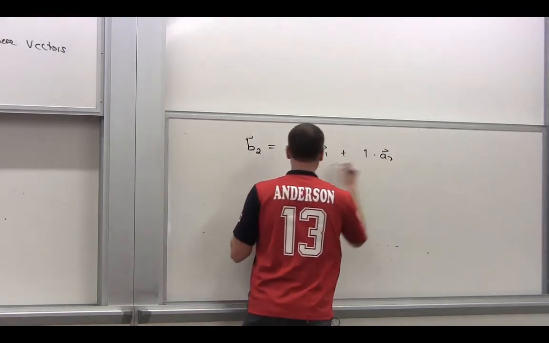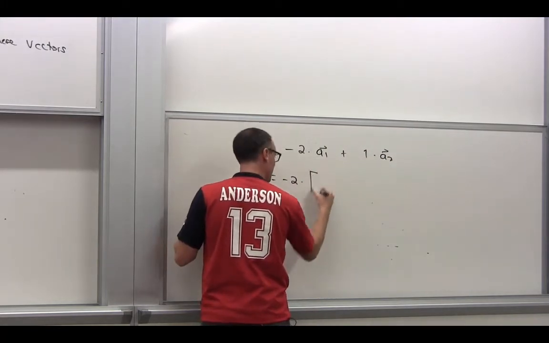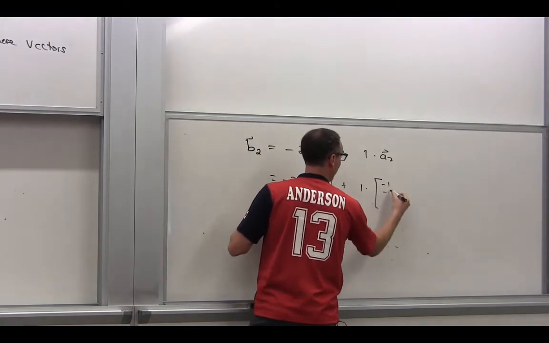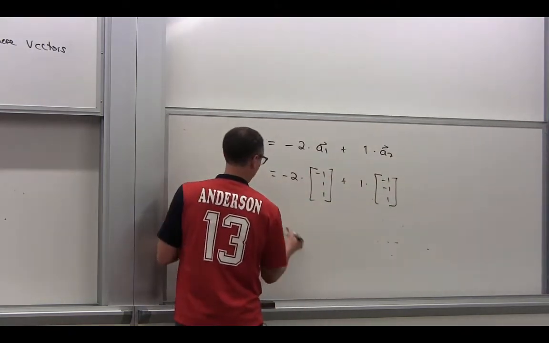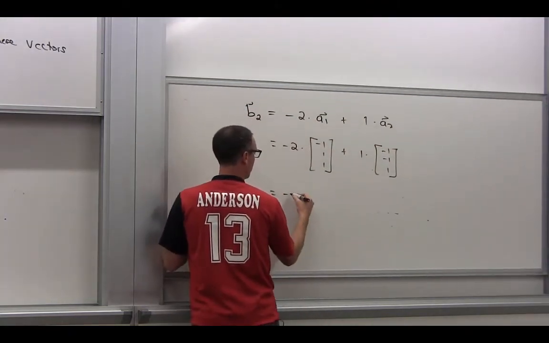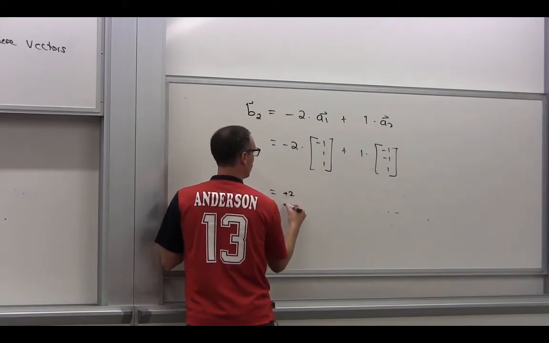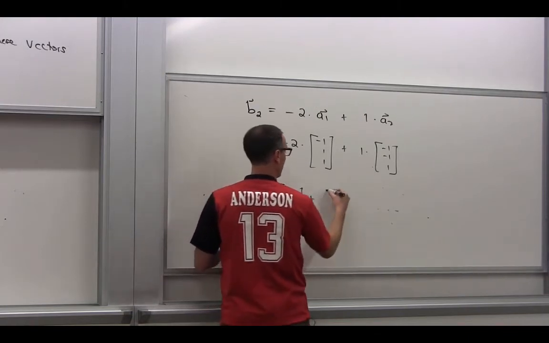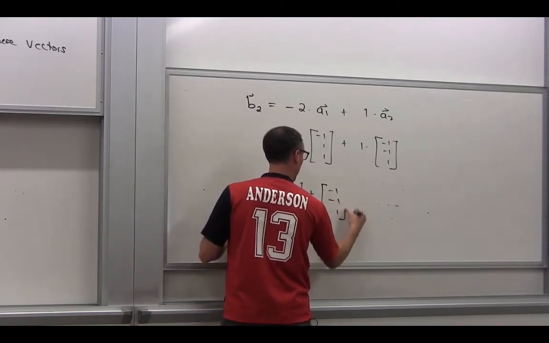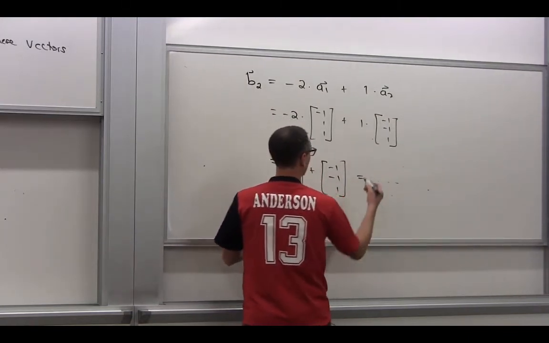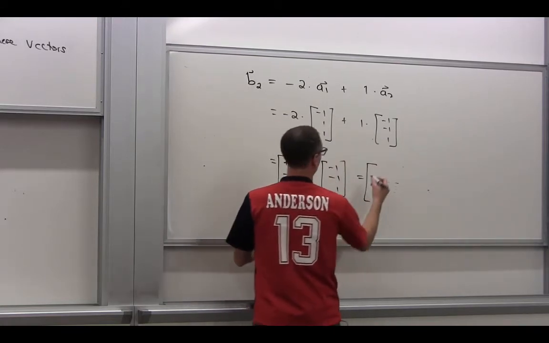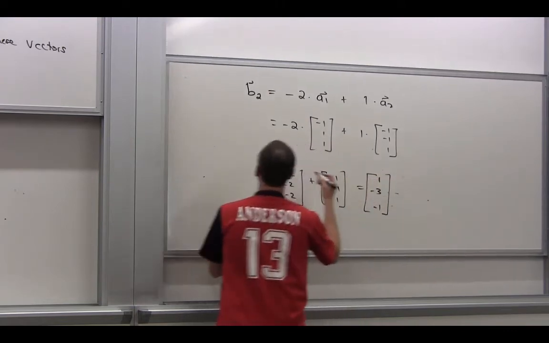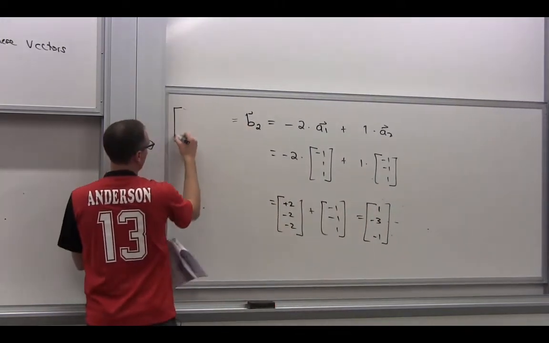All right. So here we go. Now we go negative 2 times negative 1, 1, 1 plus 1 times negative 1, negative 1, 1. What's this? Positive 2, negative 2, negative 2 plus negative 1, negative 1, 1. What is the vector B? 1, negative 3, negative 1. Could you guess how we would write this as a matrix vector multiplication?